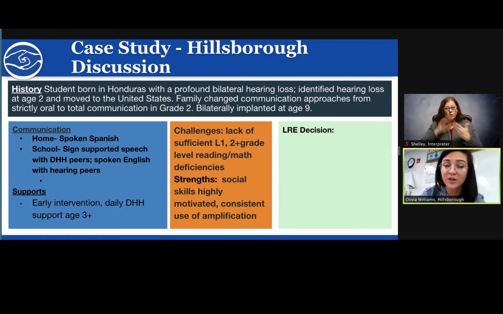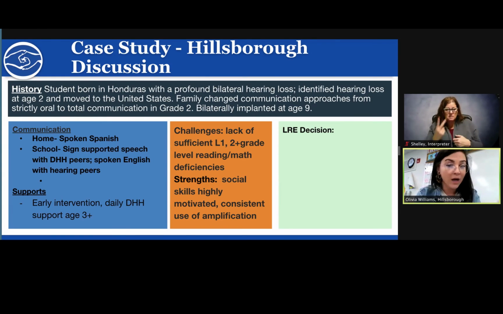So he had early intervention at a younger age, and he's had daily support from DHH. Granted, it was in different modalities, but he's had support from a DHH teacher from the age of 3. So that looked like a special class. He was also in a general education class with resource services, push in and pull out. So we've tried all of those different things, but we see that he's not quite making the gains that we wanted to see in both reading and math.